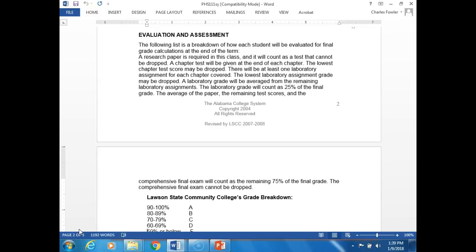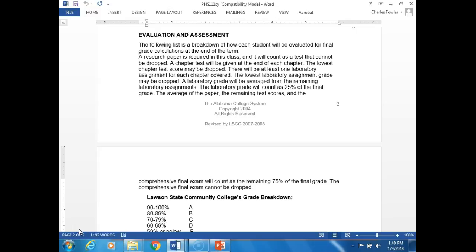Laboratory grade will be averaged from the remaining laboratory assignments. And by the way, each of the labs are worth, okay, let's go back a minute. Remember, it's a 4 credit hour course. 3 hours of those are theory, book, lecture, test. The 4th hour is lab, right? That's 1/4 of the 4 hours. So therefore, I make your lab score 1/4 of your grade. So I'll do all the labs based on 25 points. That's why I say you get 25 for going on the little field trip. So I'll just average your labs, drop your lowest one if it helps you, and that will be 25% of the grade, okay?